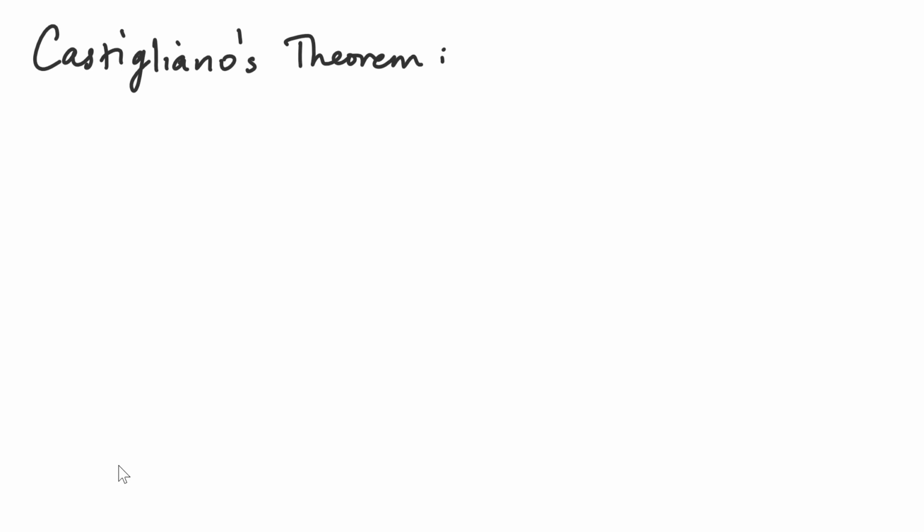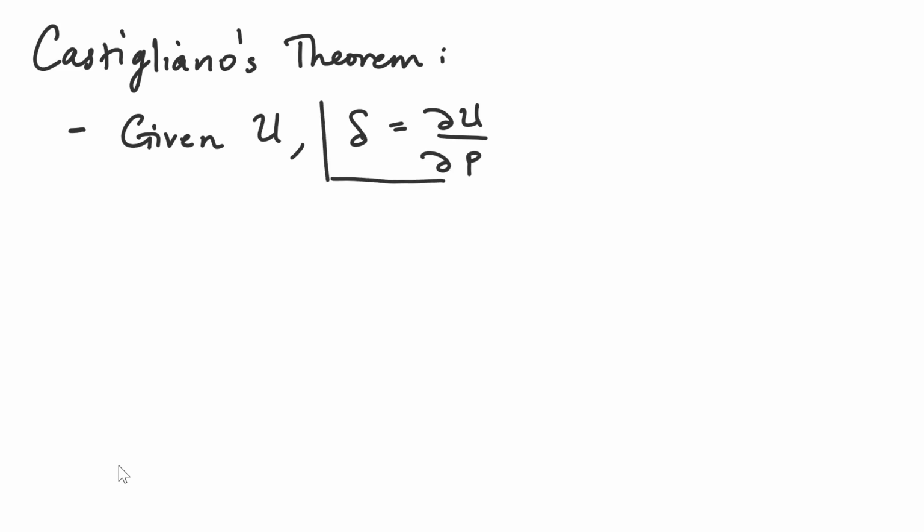But anyways, Castigliano's second theorem states that if we can find the strain energy U, then the deflection at some point where there is a force is given by the derivative of the strain energy with respect to the force P. Okay, this is Castigliano's second theorem.